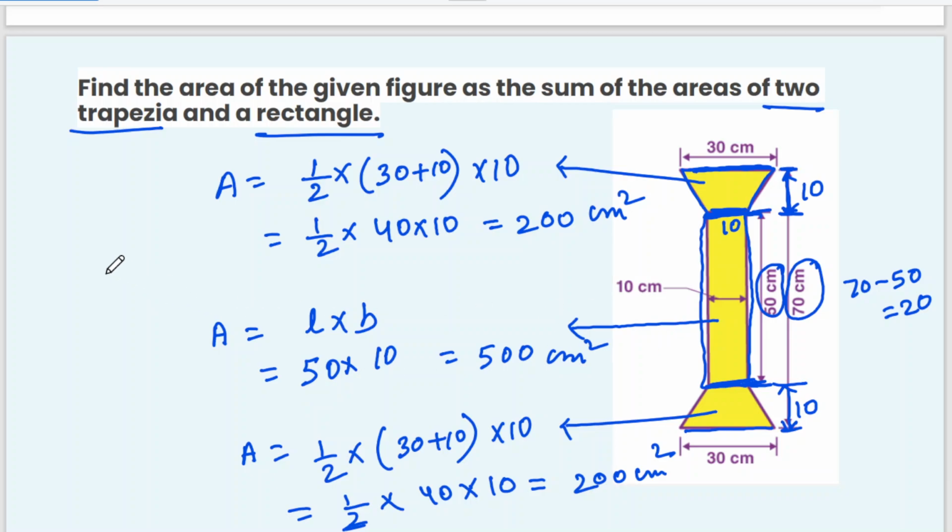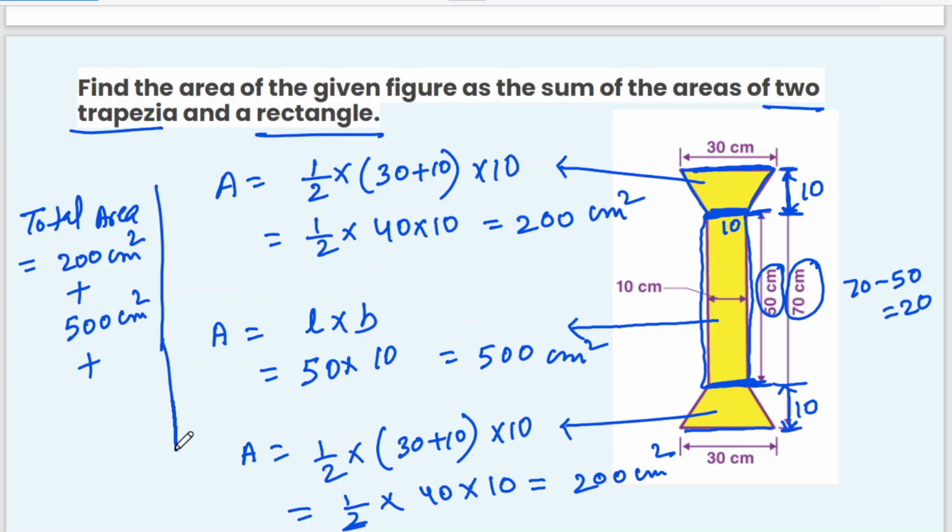So total area that you can calculate is equal to 200 centimeter square plus 500 centimeter square plus 200 centimeter square. So it is 900 centimeter square. Okay, and this is your final answer. Okay, next question.